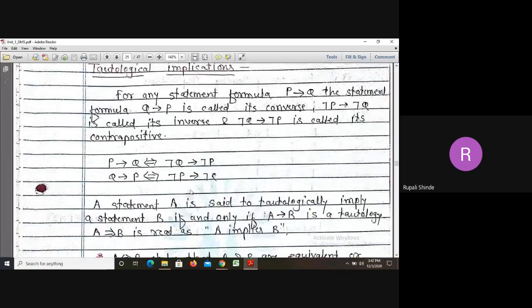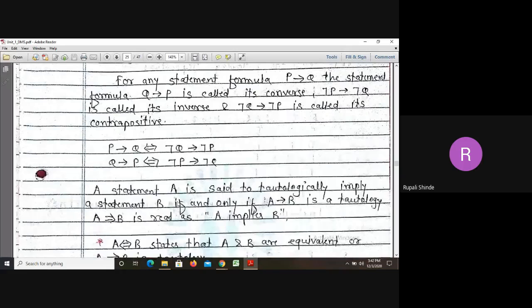So what is the meaning of tautological implication, or implies? A statement A is said to tautologically imply a statement B if and only if A conditional B is a tautology. So if A conditional B is a tautology, then only we can say that A logically implies B. And how can we write the symbol for implication? This is the symbol for implication. We read this as A implies B.